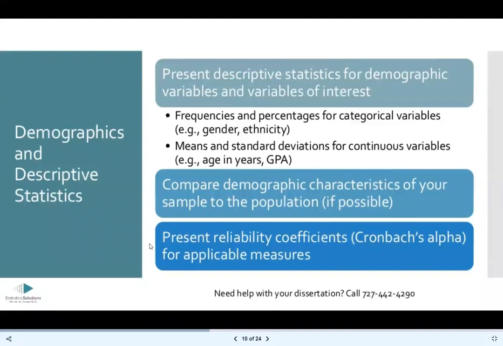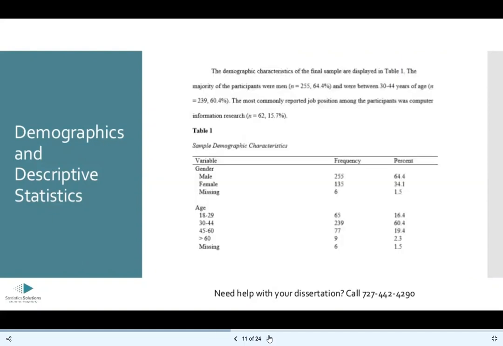And another thing you may want to present in the descriptives is reliability coefficients. So this is usually done using the Cronbach's alpha for any measures where reliability is applicable. So this would mainly be things like survey instruments that have multiple items. So for instance, if you're using a survey instrument to measure self-esteem and it has 10 questions, you may need to run the Cronbach's on all 10 of those questions to make sure that the instrument is reliable in your sample.